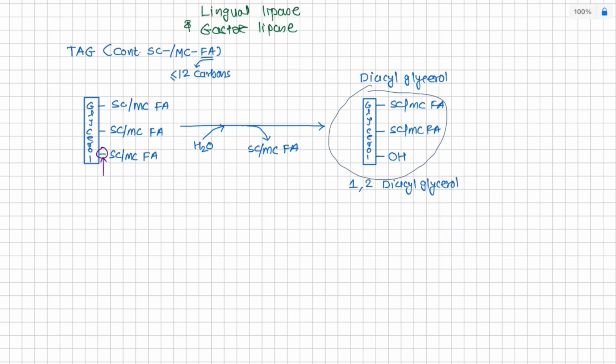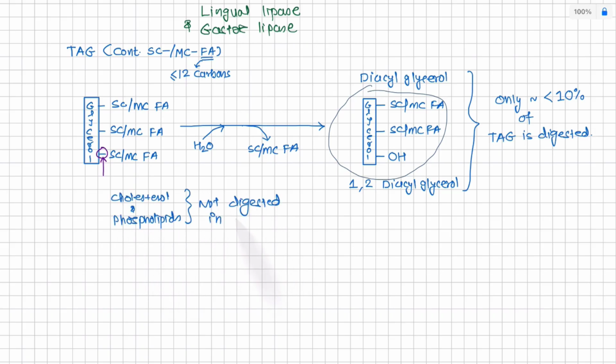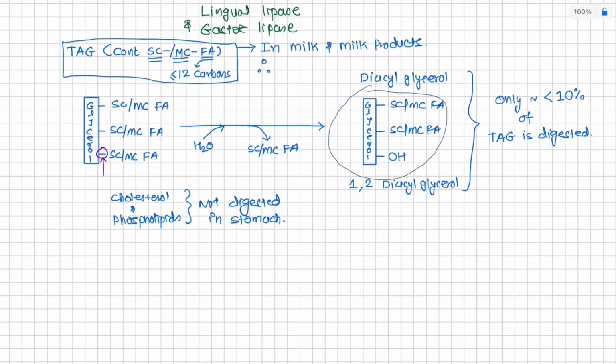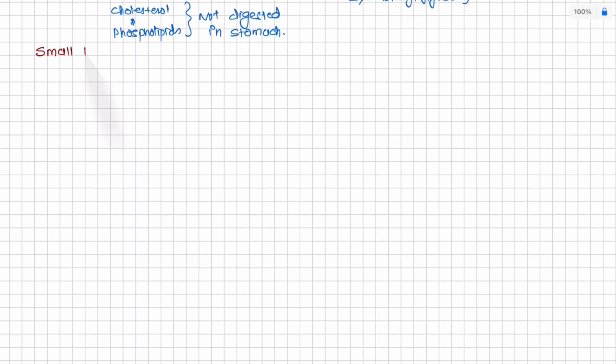Remember that by this process in the stomach, only approximately less than 10% of triacylglycerol is digested, whereas cholesterol and phospholipids are not at all digested in the stomach. Also remember that short and medium chain triacylglycerols are predominantly found in milk and milk products. This is why these enzymes are more significant in newborns and infants who are mostly fed milk rather than in adults.